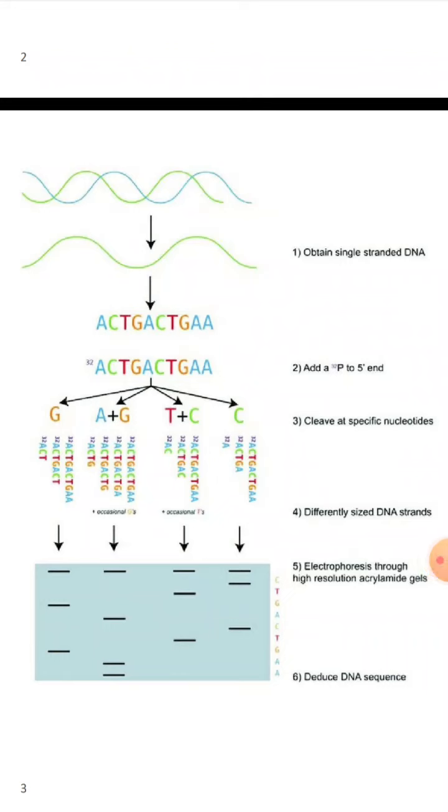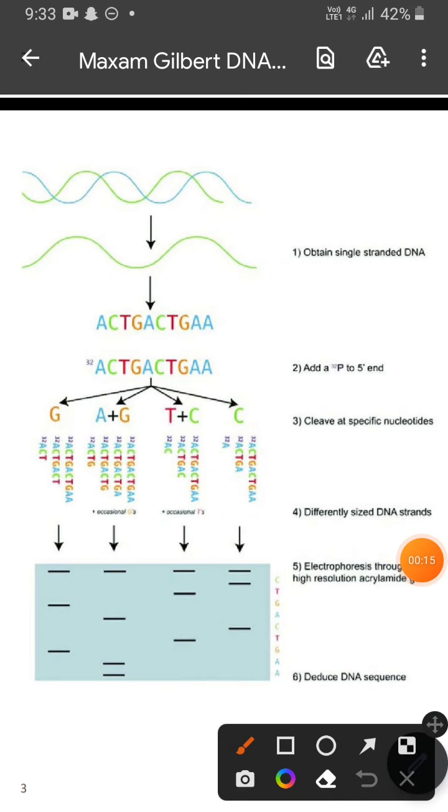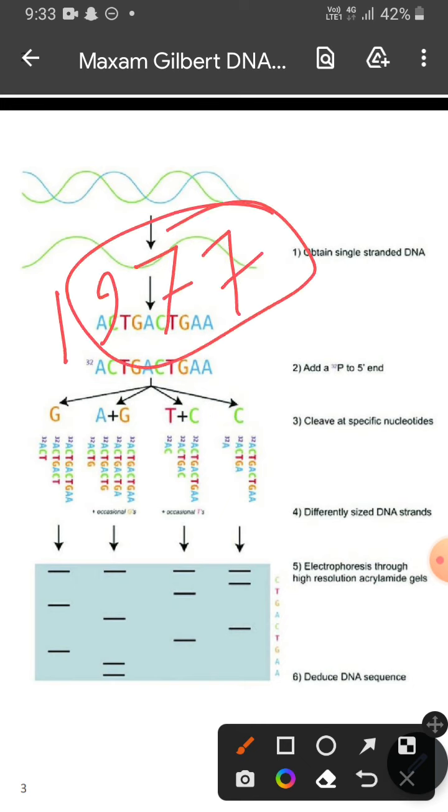So today we are going to discuss another DNA sequencing method that is very interesting and also important, that we have not discussed earlier. That is the Maxam-Gilbert DNA sequencing method, also known as the chemical degradation method. It was developed in 1977 by Maxam and Gilbert.